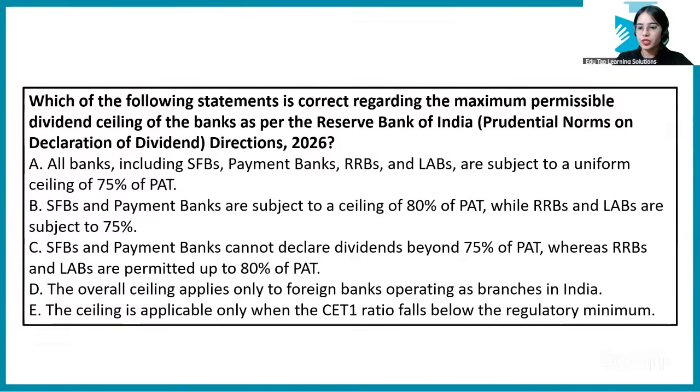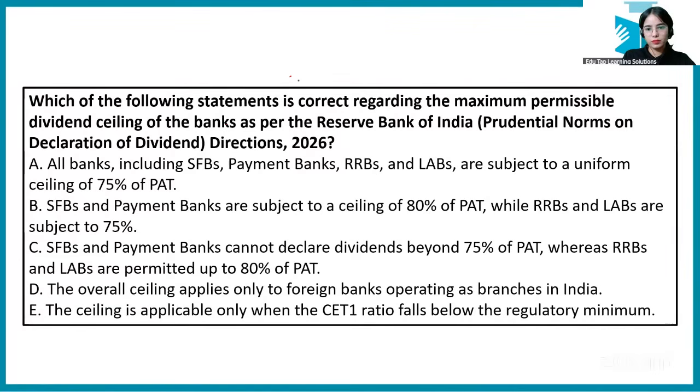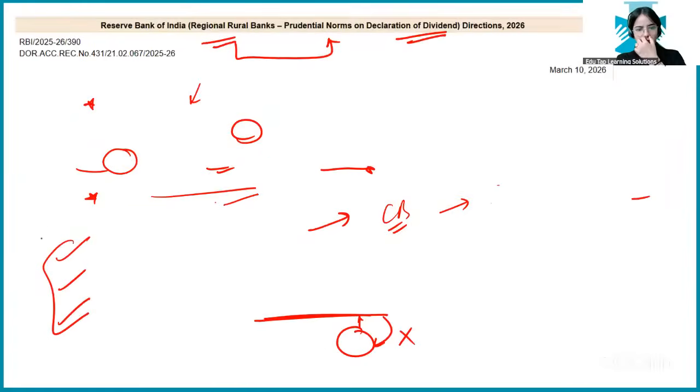These are the kind of questions that I've given here. Which of the following statements is correct regarding the maximum permissible dividend ceiling of the banks as per the RBI? Small finance banks and payment banks cannot declare dividends beyond 75% of profit after tax, and RRBs and LABs, local area banks, are permitted up to 80% of profit after tax. So C is correct.